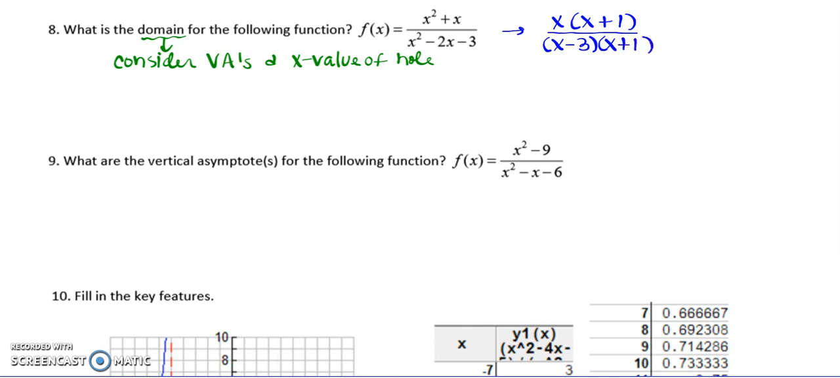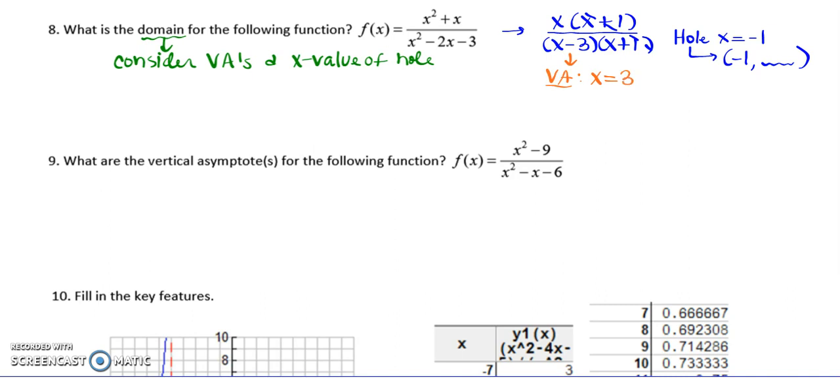Now, I see that these x plus 1's cancel. So I know that I have a hole with an x value of -1. So the actual hole would be at -1, some y value. Okay, which the y value is not important here. We're just looking at our domain restrictions. So here we have a vertical asymptote of x equals 3.